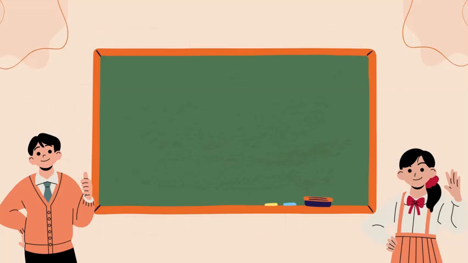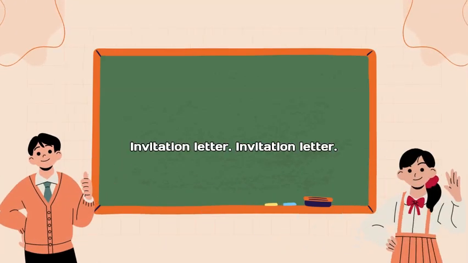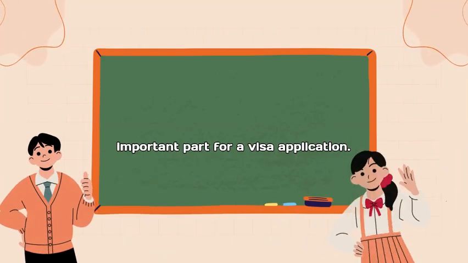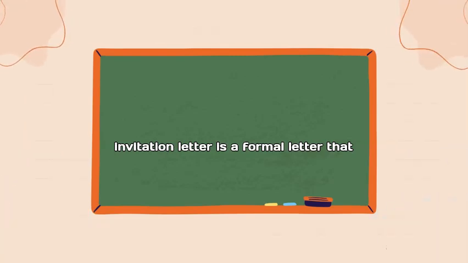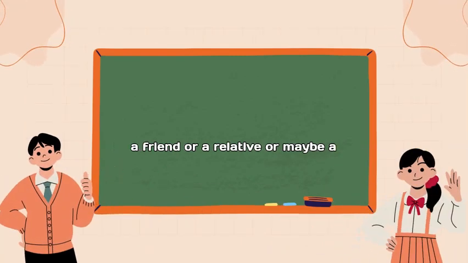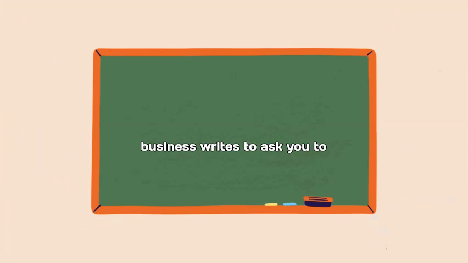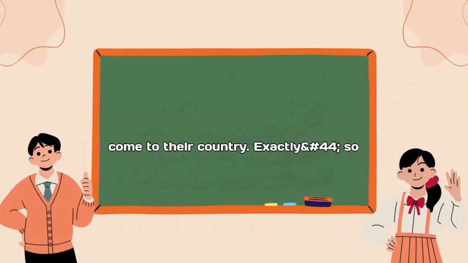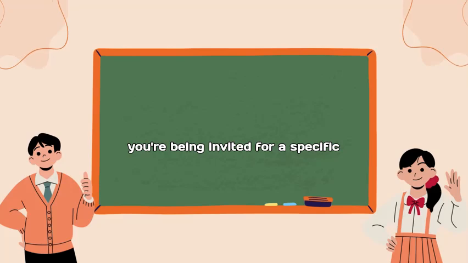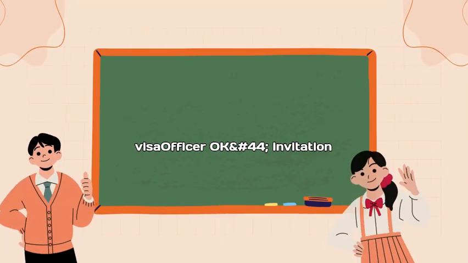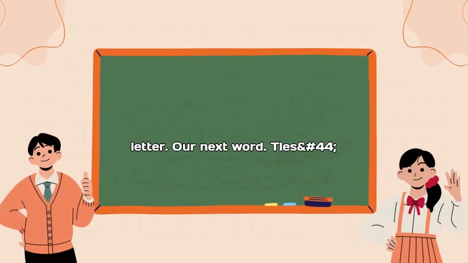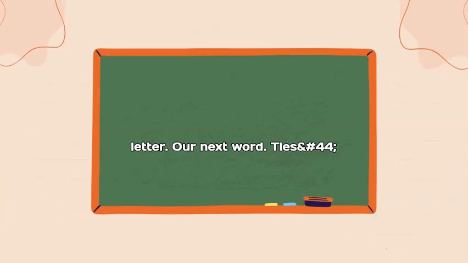Invitation letter. Now, this is a really important part for a visa application. Yes, very important. What is an invitation letter? Well, an invitation letter is a formal letter that a friend or a relative or maybe a business writes to ask you to come to their country. Exactly. So you're being invited for a specific purpose to the United States. Yeah, and you have to give this letter to the visa officer. Okay. Invitation letter.